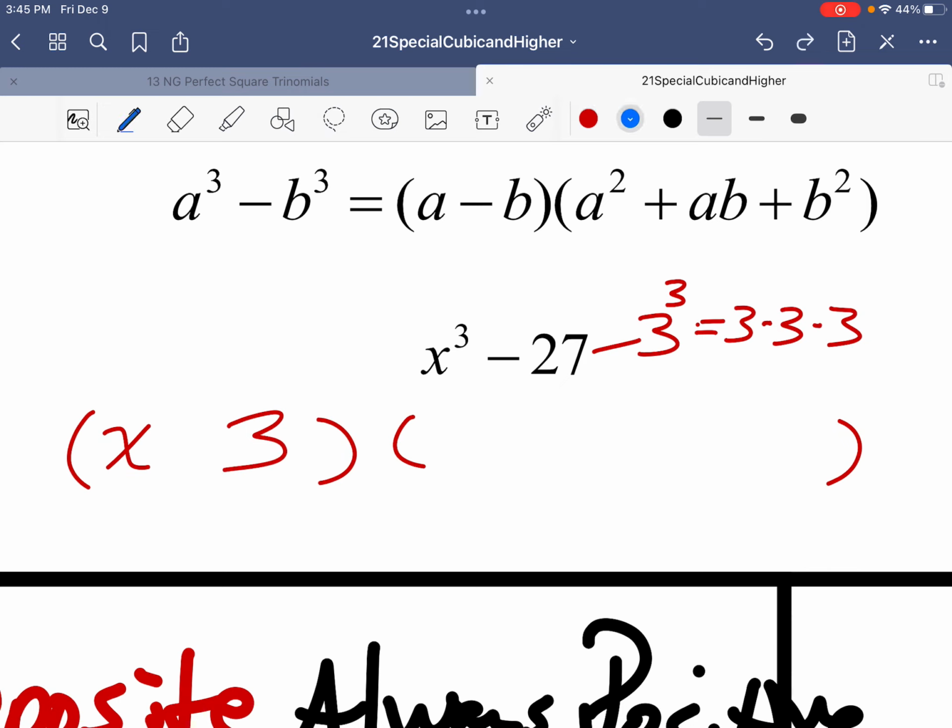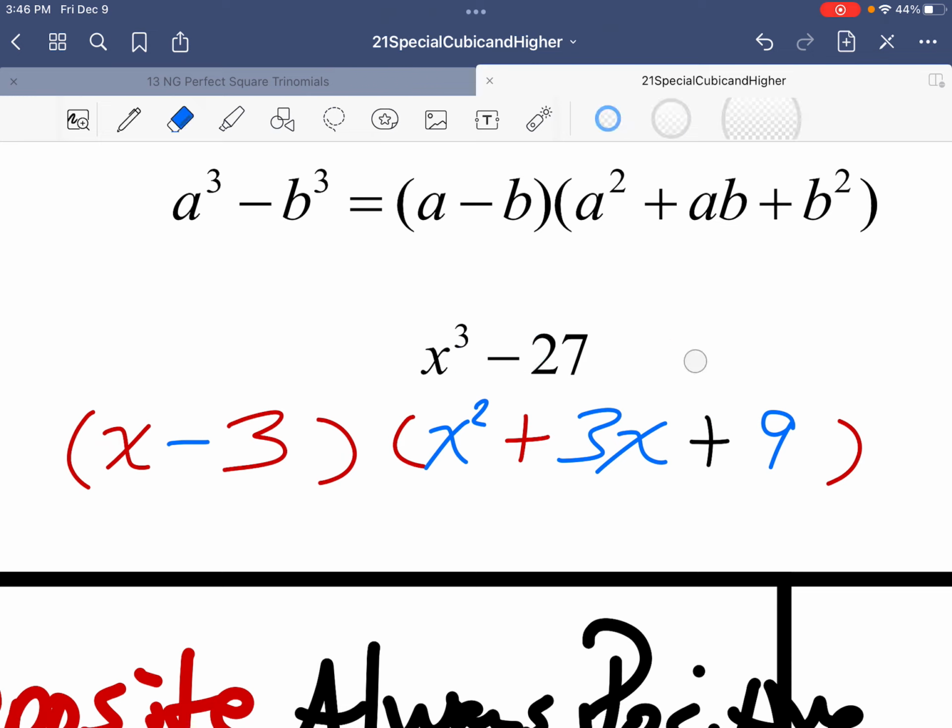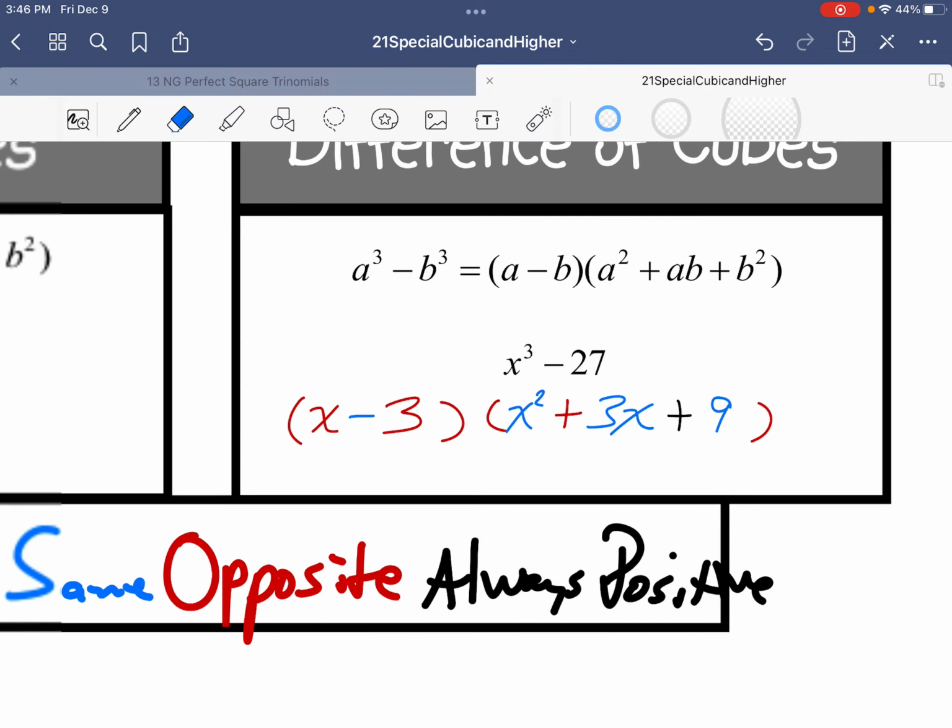All I got to do now is square each of these. X squared, and square the number 3. Sorry, that gives you 9. And then you multiply them together. This is the pattern for a difference of cubes. Did you use SOAP? The first sign is always the same. The next sign is always the opposite. The last sign is always positive. And that would be the factoring for that difference of cubes.